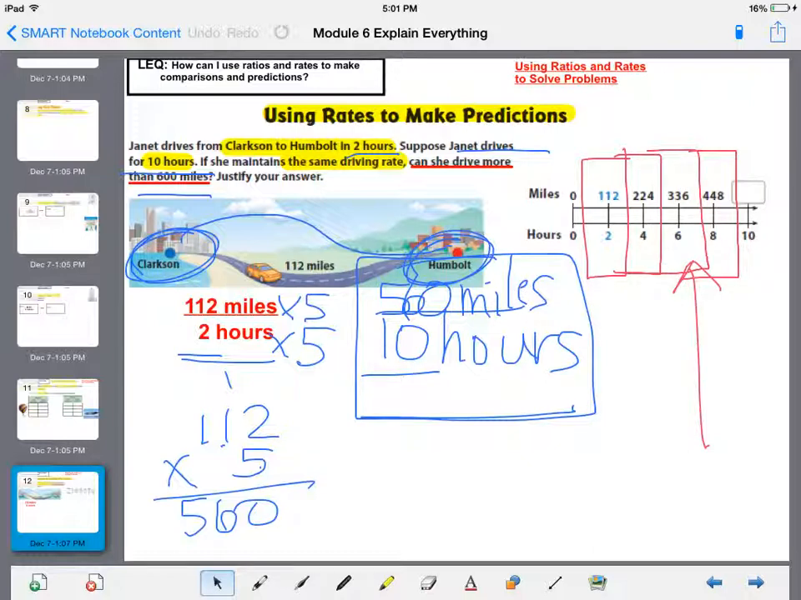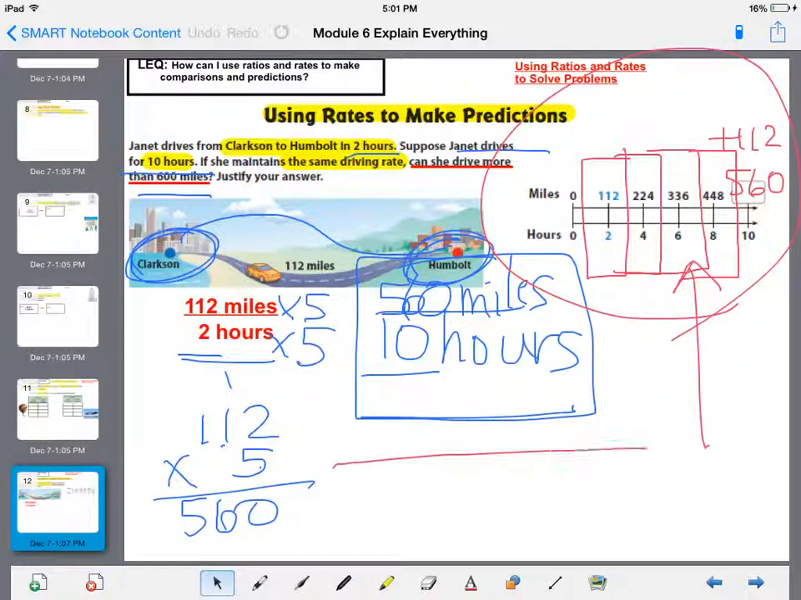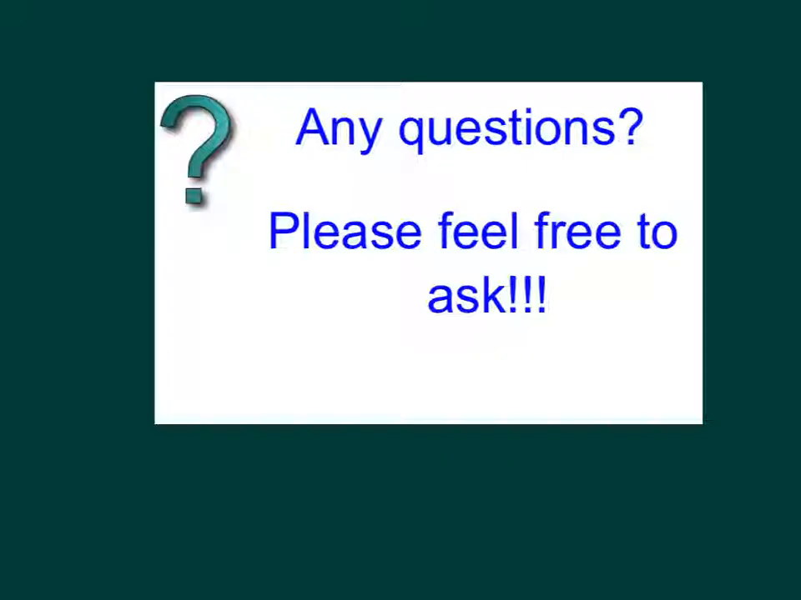So what some of you did is you added the 112 to the 448, which gave us the 560 miles in 10 hours. Whether you completed the table or you used the multiplicative relationship, you still can come up with your answer and you would be able to justify it.